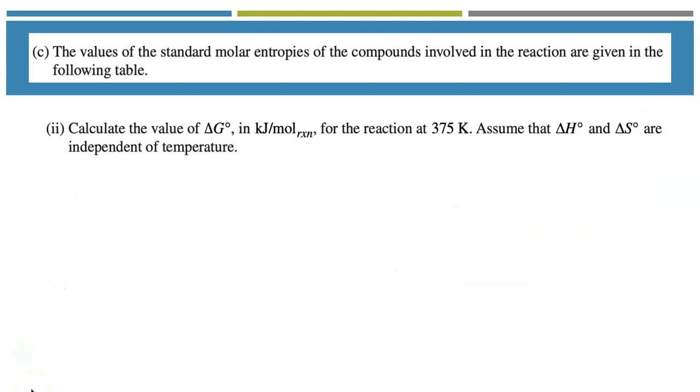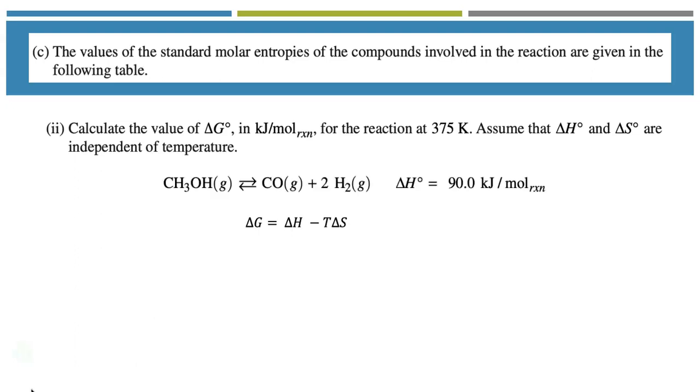Part C has a second part. Calculate the value of delta G in kilojoules per mole for the reaction at 375 Kelvin. And then we're told, assume that delta H and delta S are independent of temperature. That's helpful because that means we can use the delta H and delta S values that we already have. That delta G is delta H minus T delta S. So it really becomes a substitute and evaluate situation.